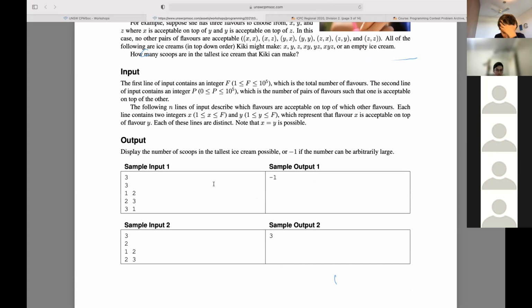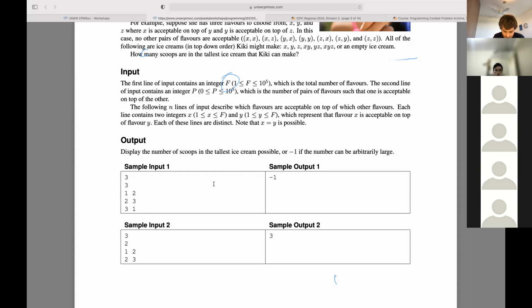So in this case, for example, you're allowed to put 1 on top of 2. So the flavors are just numbers. 1 could be chocolate, 2 could be vanilla, 3 could be strawberry, for example. There are up to F equals 500,000 different flavors, numbered from 1 to F.